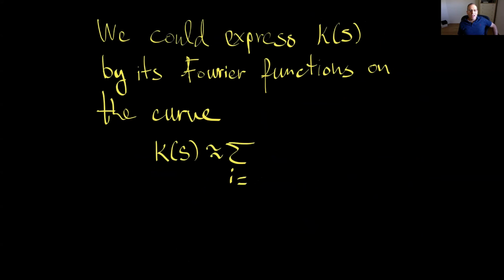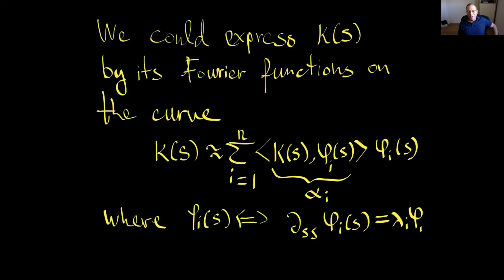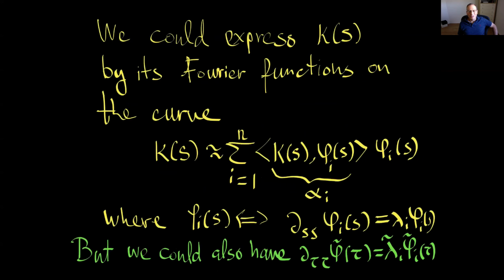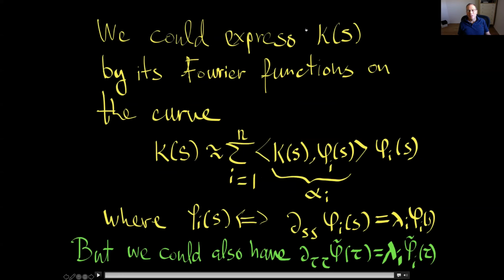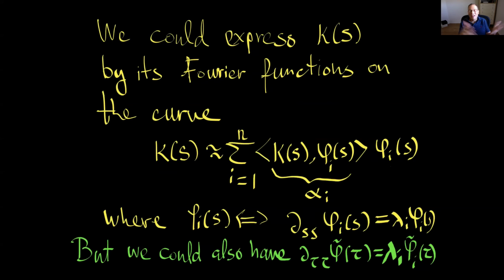Okay, the question now is, what do we do with the two stories that I told you? There is one way of taking this function, kappa of s, and presenting it in the most efficient way, which is nothing but taking the Euclidean arc length and taking the eigenfunctions of the second derivative, which would be nothing but the harmonics on the circle.